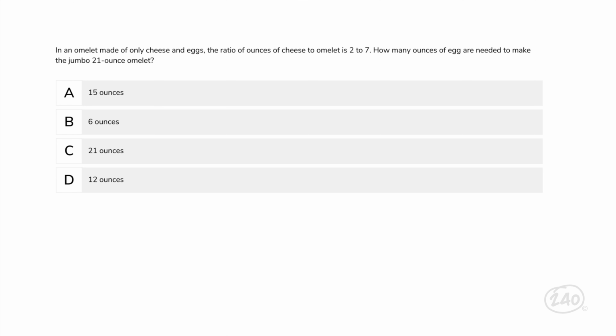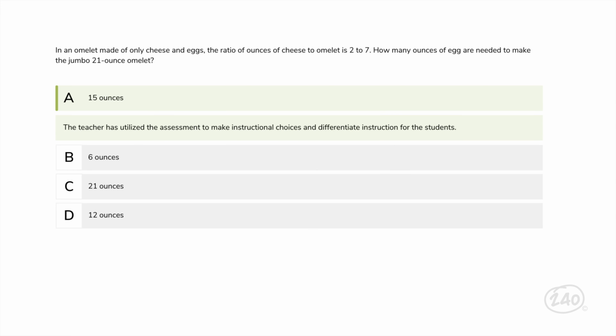In an omelet made of only cheese and eggs, the ratio of ounces of cheese to total omelet weight is 2:7. So, how many ounces of egg are needed to make the jumbo 21-ounce omelet? Remember our discussion about ratios? Using this part-to-whole ratio, we should end up with the answer. A. In every 7 ounces, 2 ounces are cheese and 5 ounces are egg. Multiply 3 by the jumbo omelet to find that 15 ounces of egg are needed.